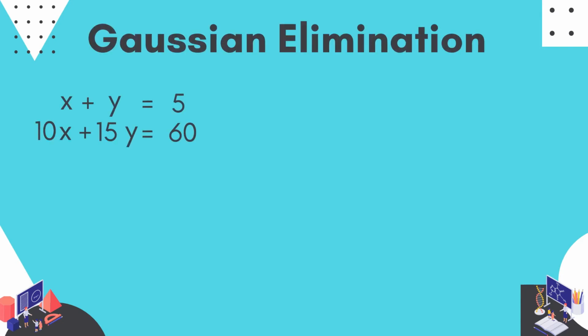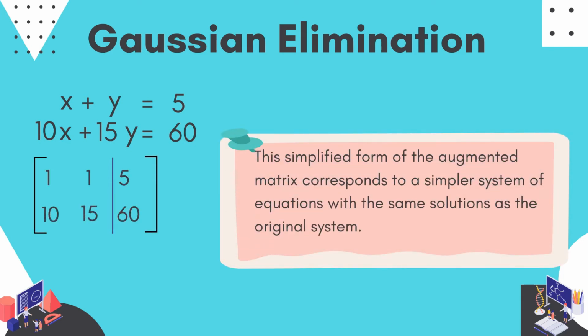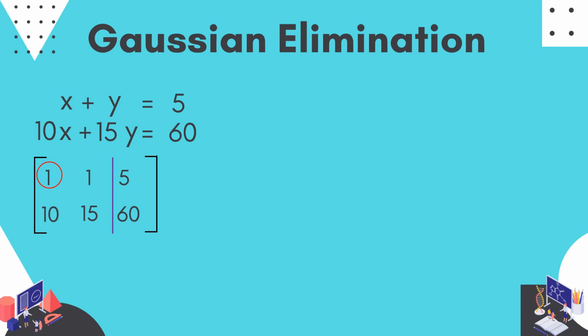Alright, we're going to solve the problem using Gaussian elimination. These two equations, we got them from our problem presented a while ago. And we already formed the matrix for these two equations. This simplified form of the augmented matrix corresponds to a simpler system of equations with the same solutions as the original system. So here, our first pivot number, which is the first number in our diagonal, is 1. And our target is to make the number below it into 0.